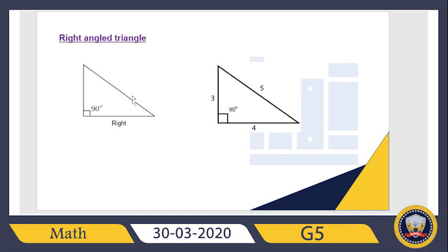And the second type of triangle based on the measure of the angles is the right angle triangle, where only one angle in this triangle equals exactly 90 degrees. One angle only. Yani if I see one angle only inside this triangle equals 90 degrees, so I can call this triangle a right angle triangle. What about the last type?